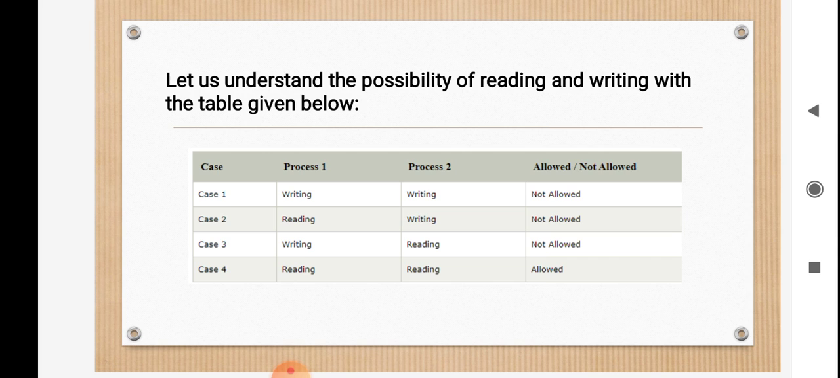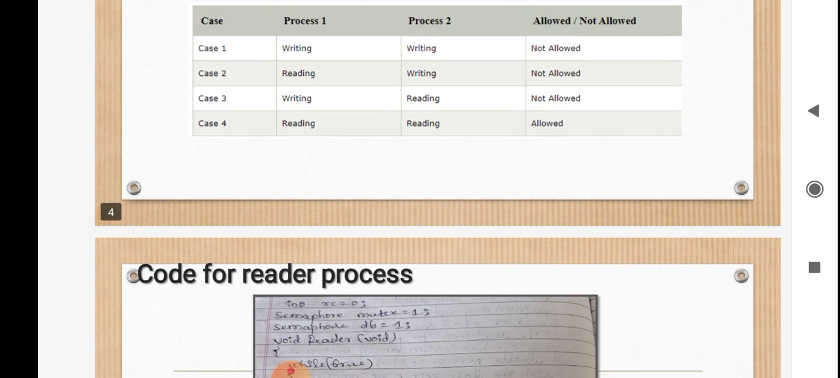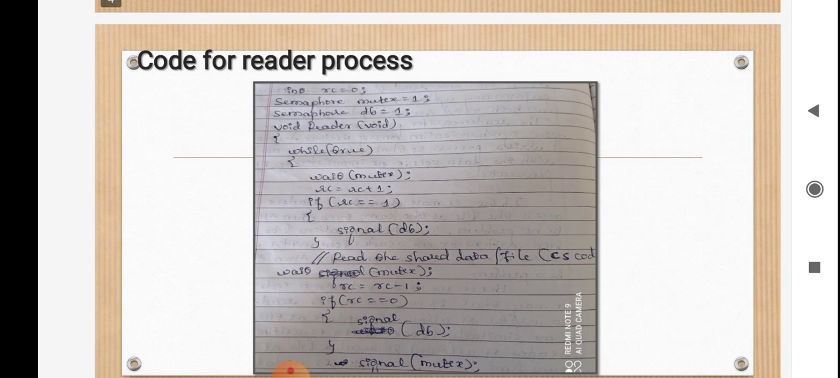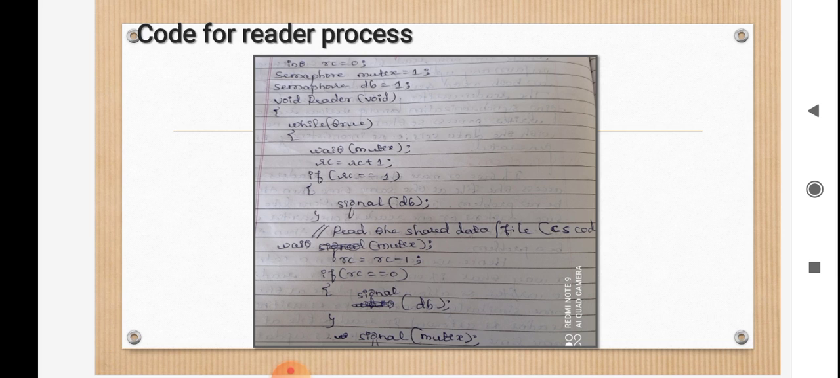So however, as you know here, multiple readers can read the file at the same time. Clear? So for this we need to write the pseudo code, or you may call it a program here. As you can see here, this is the code for a reader process. So the solution of readers and writers can be implemented.